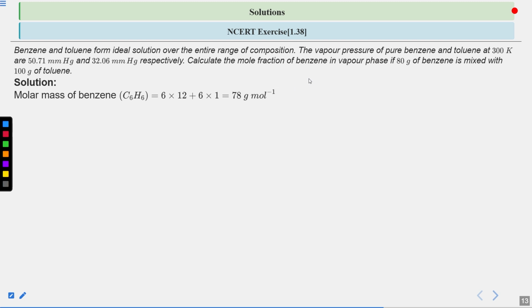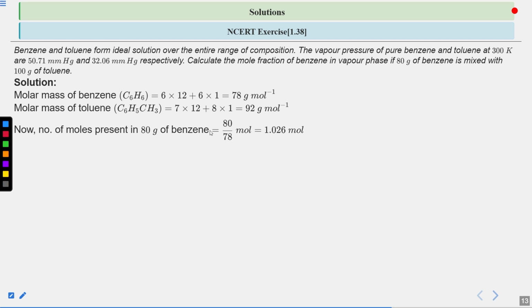For that, we will need the molar mass of benzene. You can calculate, this value will come out to be 78 gram per mole. And the molar mass of toluene will be 92 gram per mole. Hence, the number of moles of benzene will be given mass, which is 80, divided by the molar mass, which is 78. It will give you 1.026 moles. Similarly, for toluene, it will be given mass, which is 100, by molar mass, which is 92. This value will give you 1.087 moles of toluene.